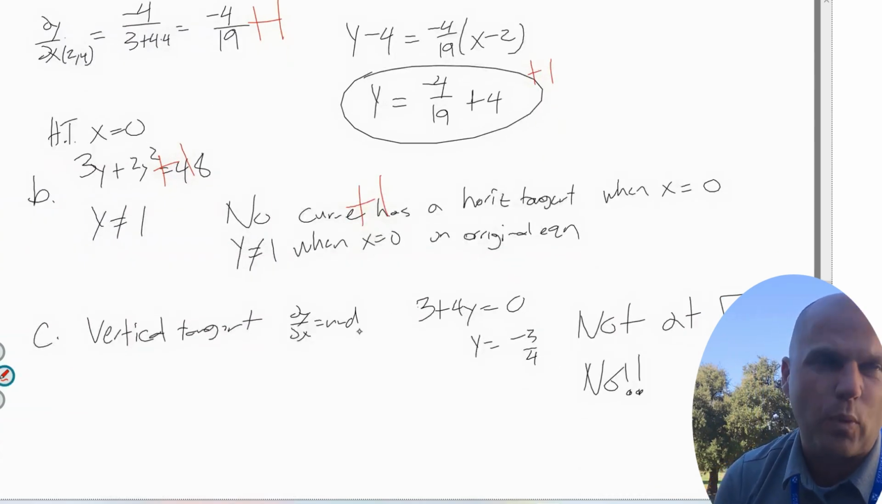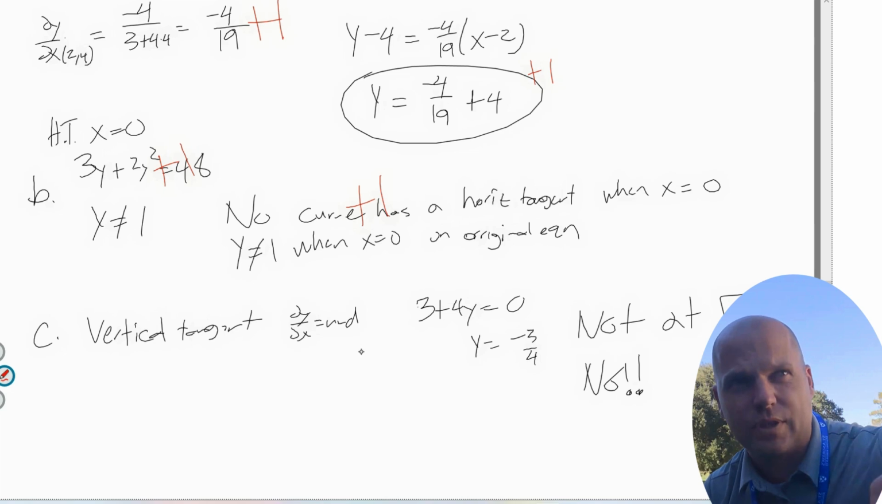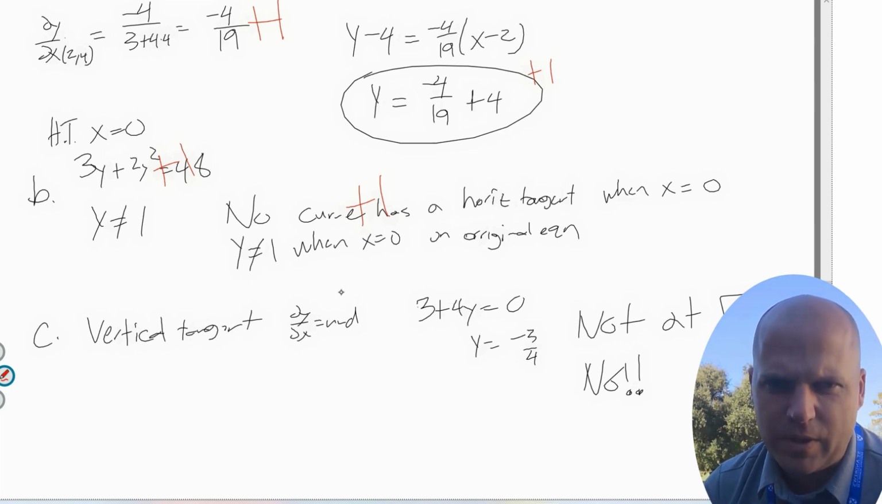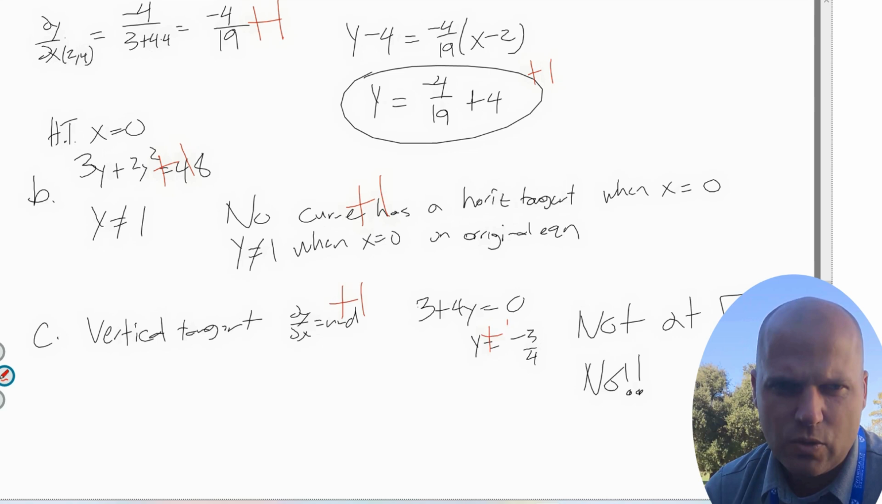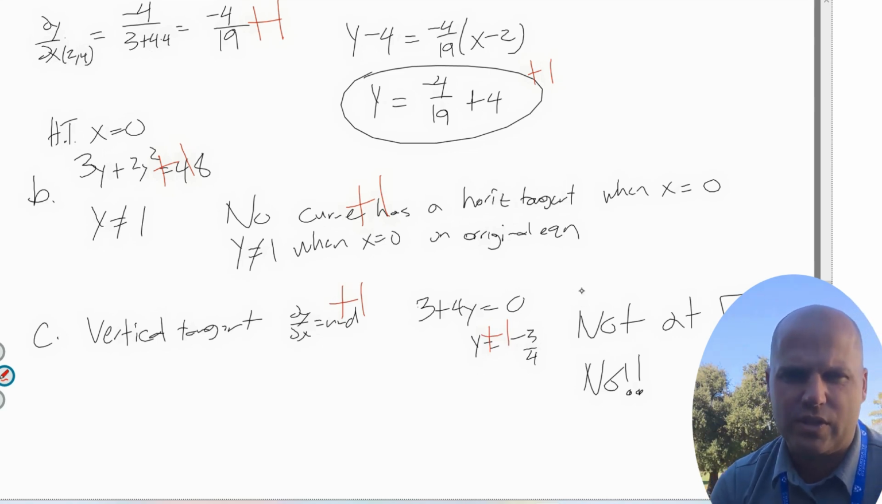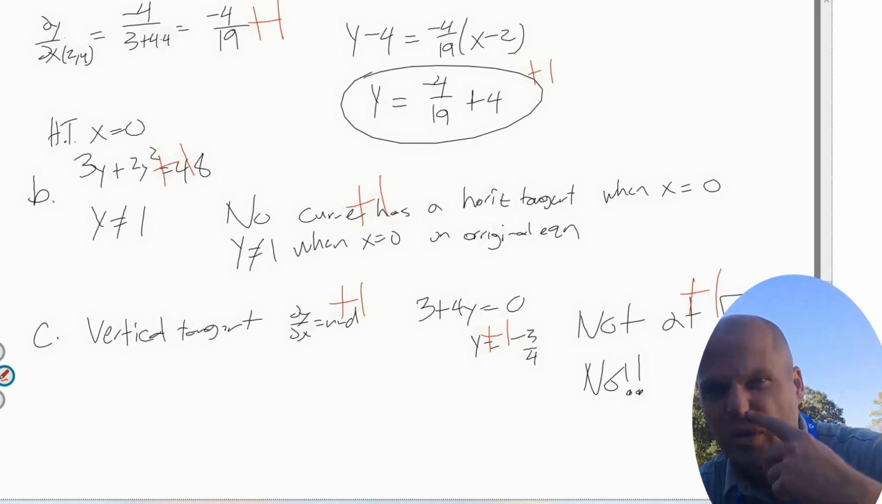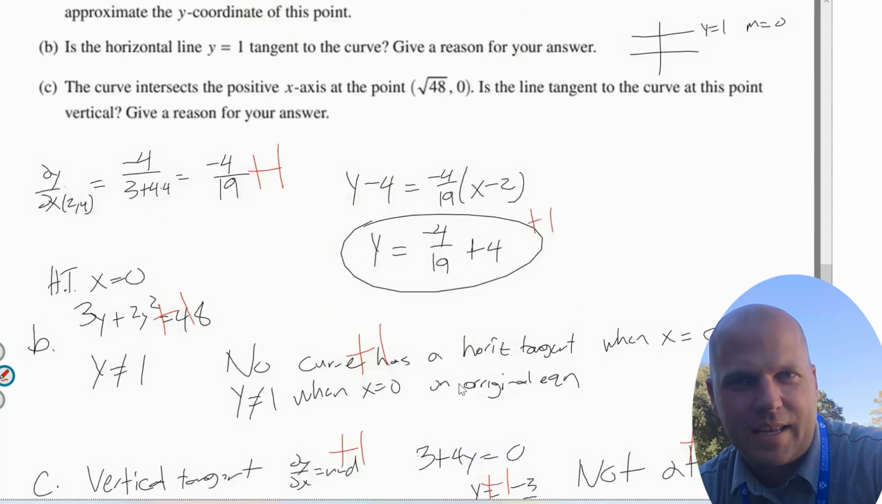This is probably worth 2 points, 2, 4, 6. And then the last part, which we'll talk about after next lesson, will probably be worth 3 points. You'd probably need to say that a vertical tangent is when dy is undefined, and you either find that y equals negative 3/4 and you say no, maybe that's worth 2 points or 3 points.